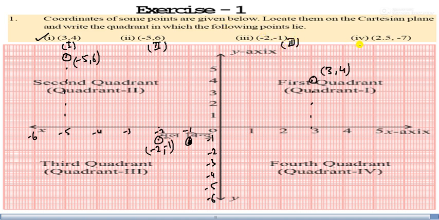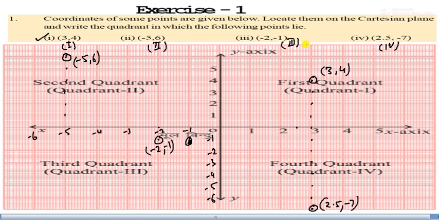Now come to the fourth part. It is (2.5, -7). So where is 2.5? This one is 2.5. And -7 is downwards. So it is 1, 2, 3, 4, 5, 6, and 7. So that point is (2.5, -7). It belongs to the fourth quadrant. So you can write here fourth quadrant.